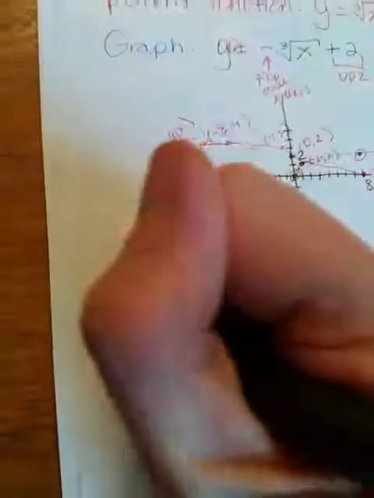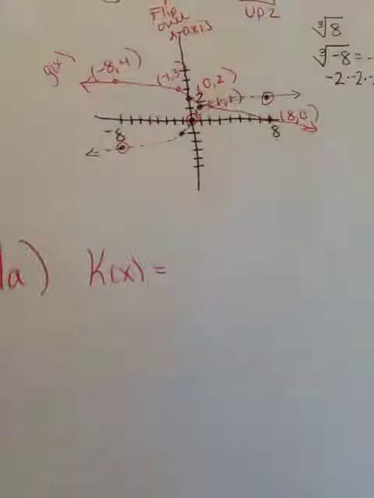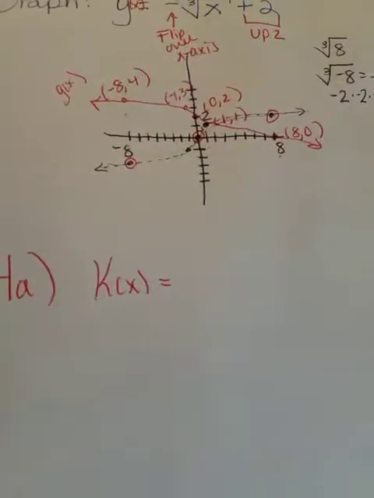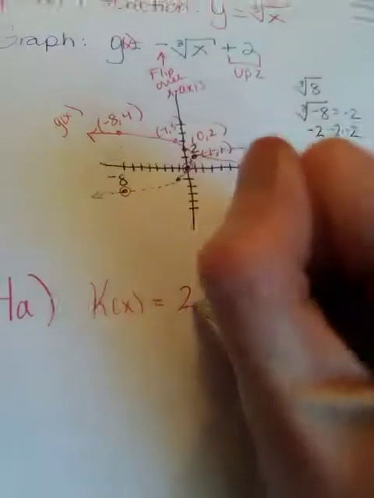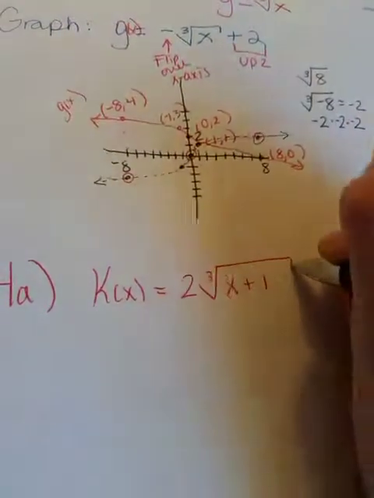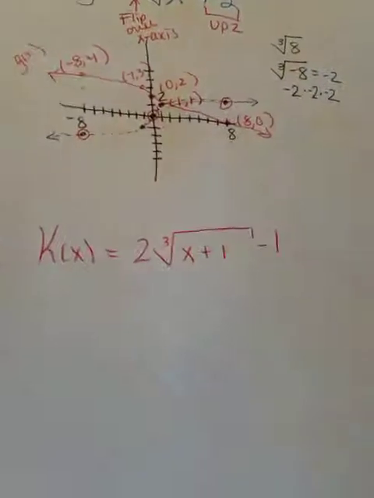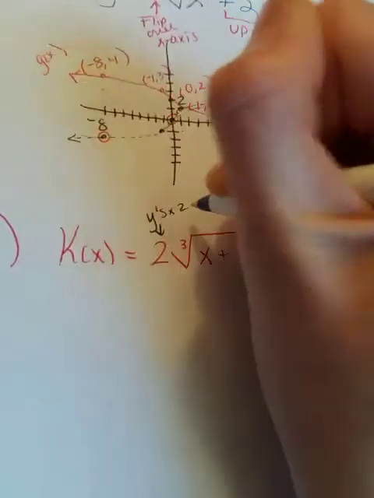We'll call it 4a. So let's say we had k of x equals, with these ones I probably won't give you like 2 times. Well, actually, that's not that bad. Yeah, we could do that. All right. 2 times the cube root of, let's say, x plus 1, and then minus 1. So let's talk about what's going on. This is, you're taking your y's times 2.